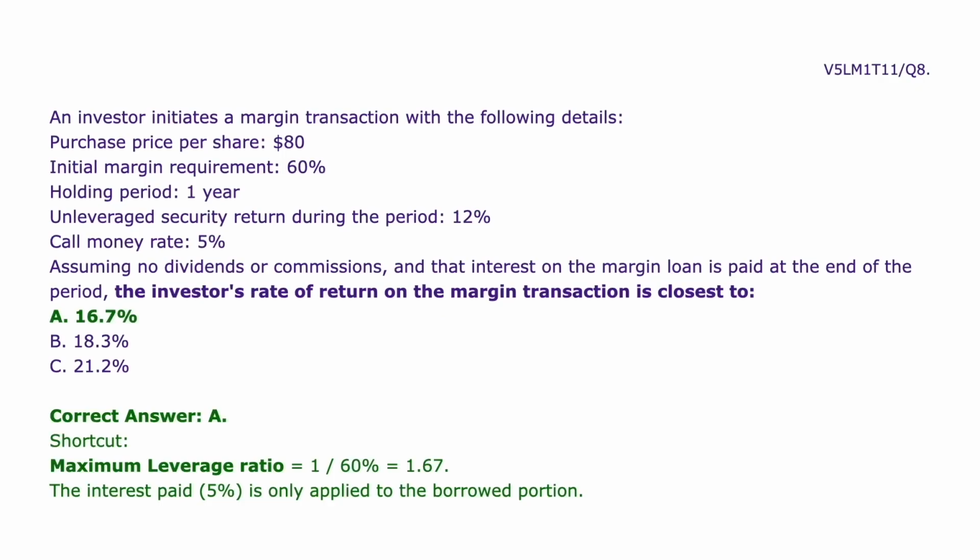Borrowing costs money. Interest reduces the gain. Leverage increases the return on your own money only after subtracting the interest cost. No dividends or commissions means the calculation is clean and direct.